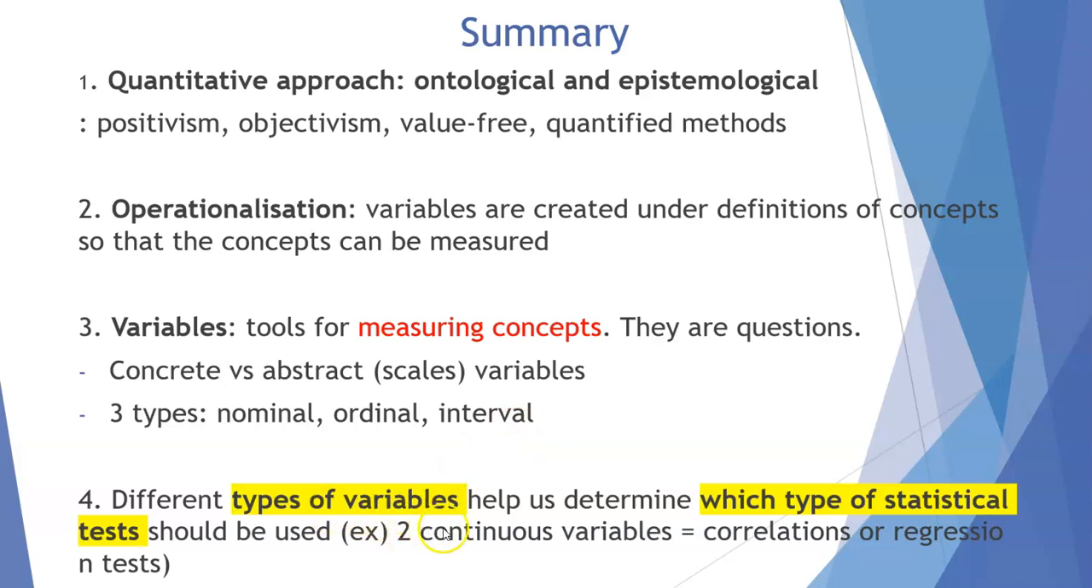These types of variables are very important because they will determine what kind of test analysis you can use. So for instance, for two continuous variables, that means interval or ratio variables, you can use the correlation and regression test.